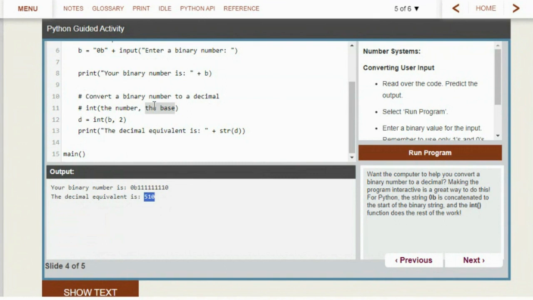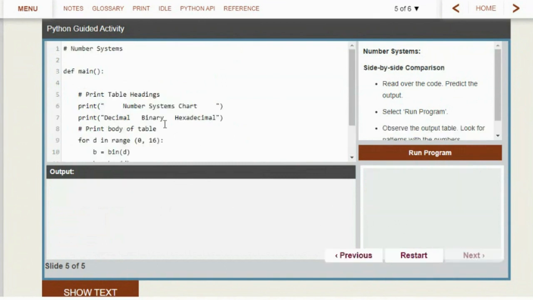So a nice little program to help you convert. Let's look at the last example. Okay, print table heading. So it's going to print number systems chart. It's going to print decimal, binary, hexadecimal. And this is going to print the body of the table.